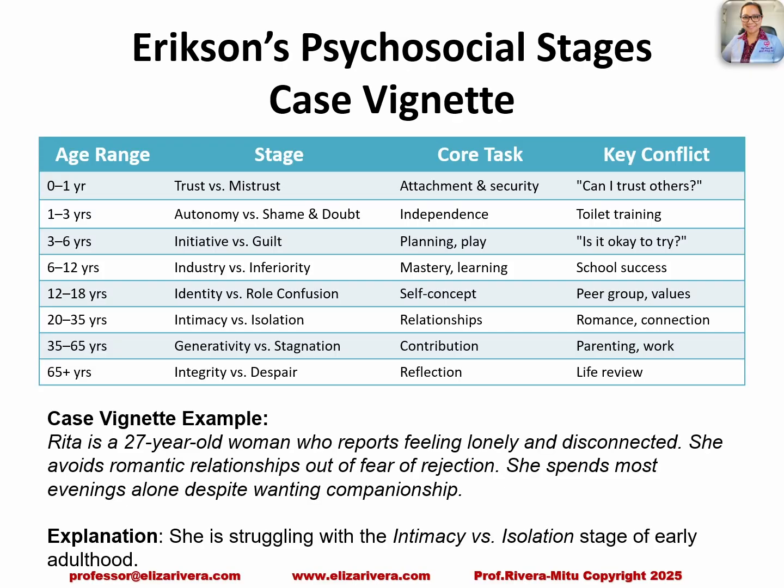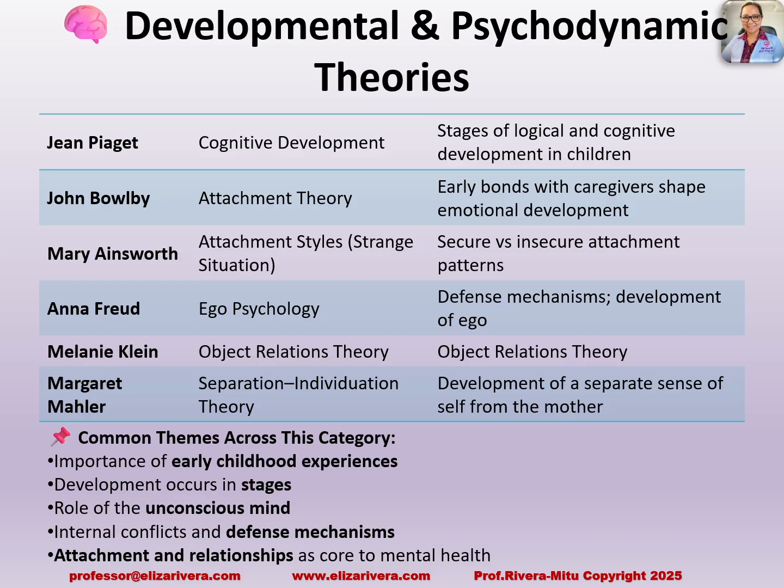This table presents to you Erik Erikson's psychosocial stages, ranging from 0 to 65 years and on. And you can see the different stages there after its age range and the core task that the patient or the client must achieve.